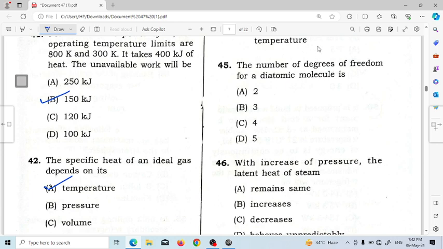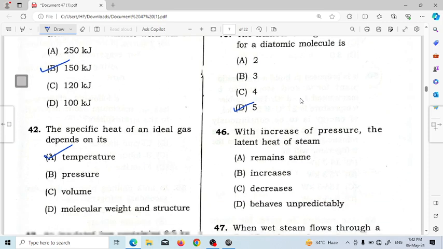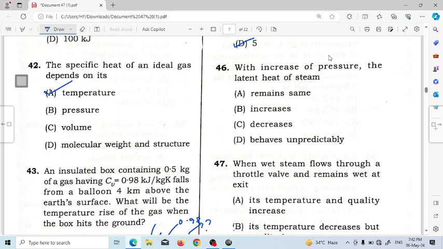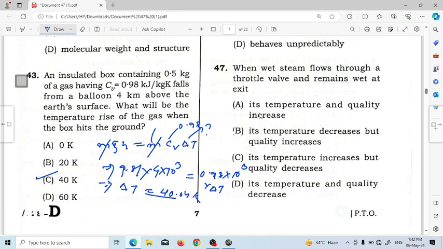Next, the number of degrees of freedom of a diatomic molecule is option D, 5. Next, with increase of pressure, the latent heat of the steam decreases. Option C is the correct answer. When wet steam flows through a throttle valve and remains wet at exit, then its temperature decreases but quality increases. Option B is the correct answer.